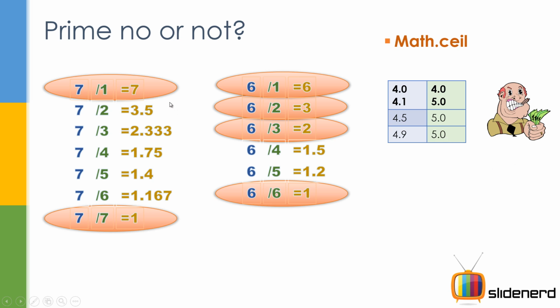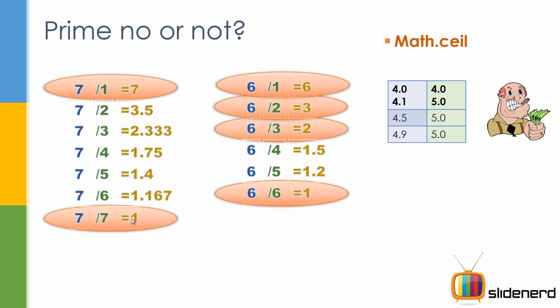So here, in this case, what are we going to do? We have to count how many numbers do not have a decimal point, right? If there are exactly 2 numbers that do not have a decimal point, like 7, that is 7 by 1 equals 7, this 7, and 7 by 7 equals 1, this 1, these are the 2 numbers which don't have a decimal point. So if we are able to count this exactly, then we can say that it's a prime number. Otherwise, it's not a prime number, it's a composite number.